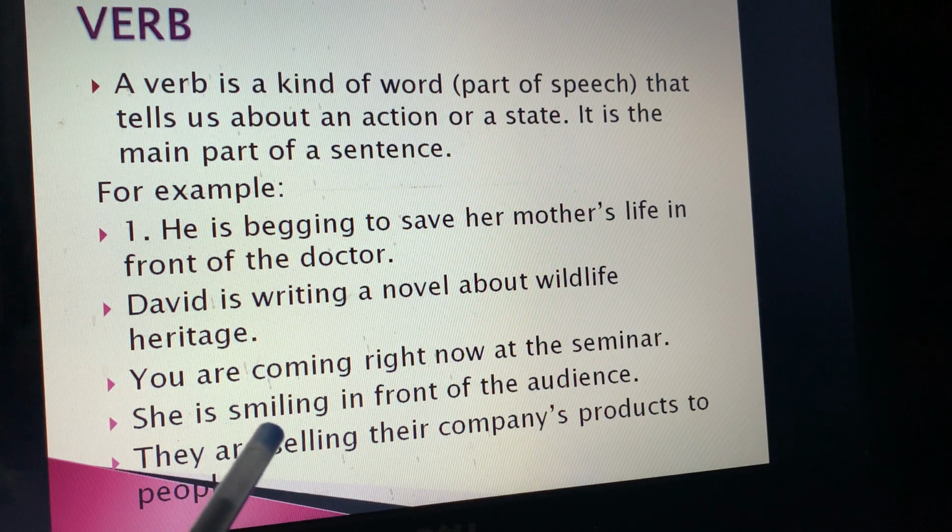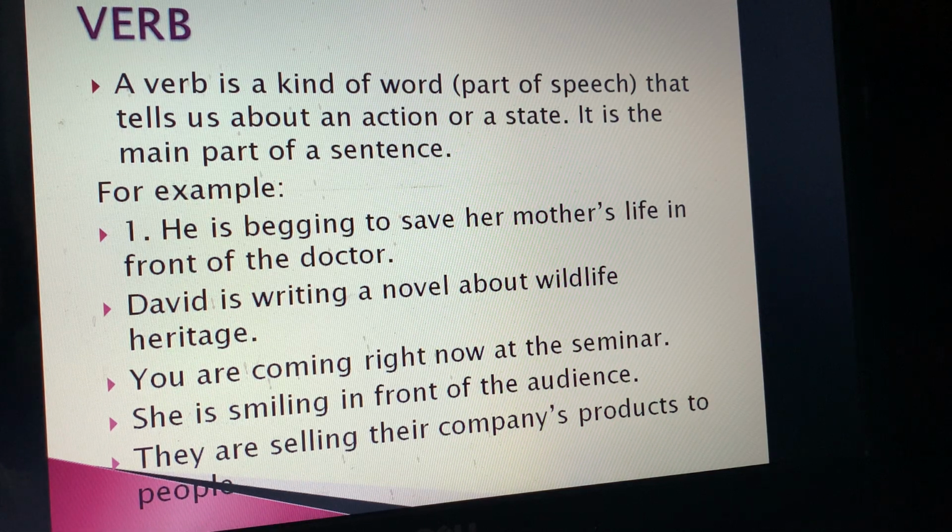I hope you are getting what I mean by verb. Verb is basically the action which is performed by the person, by the doer. They are selling their company's product to people. Fine. Now, who is doing the action? Who is the doer? First of all, they. They is the subject. Now, what is the action done? Are selling. Fine. Are is the helping verb. Selling is the main verb.